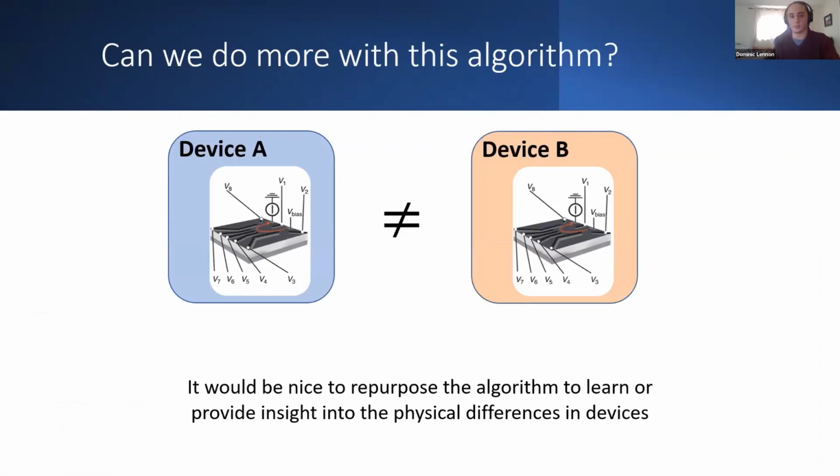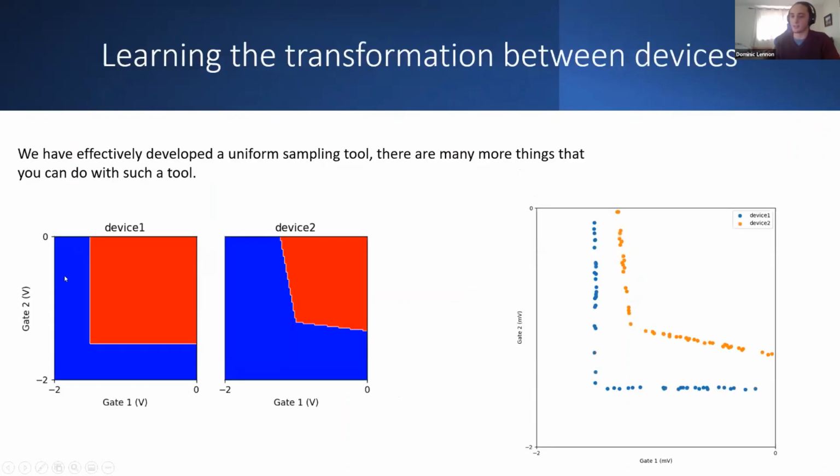So what more can we do with this algorithm? It'd be nice if we could tackle the device variability problem, which is the real source of all this problem in the first place, and hopefully one day make this equal instead. So imagine we have two devices. Again, these are illustrative, really. They are normally much more complex than this and not linear. But what we effectively have is a uniform sampling tool, so we can do something with it.